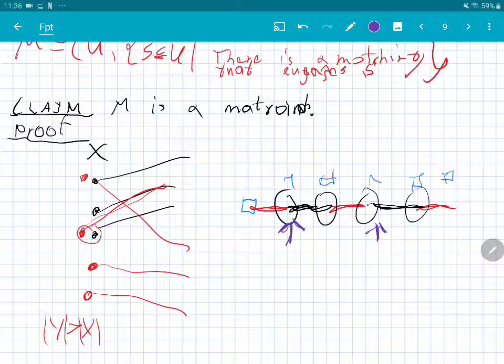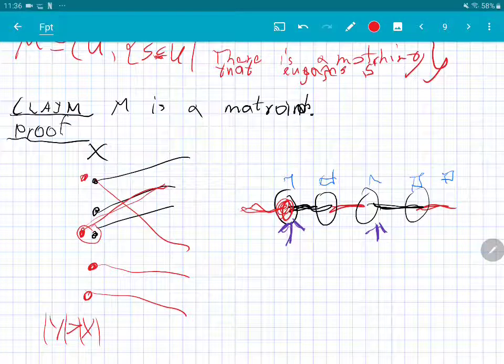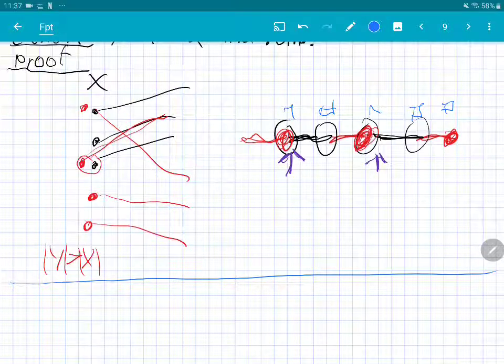But then if you think about it, I need to fix my drawing because it wasn't quite correct. All those red vertices are also in Y. So all the vertices of X on this augmenting path belong also to Y, and Y has an extra vertex. And this is your exchange element. So that proves that this is indeed a matroid, a transversal matroid.